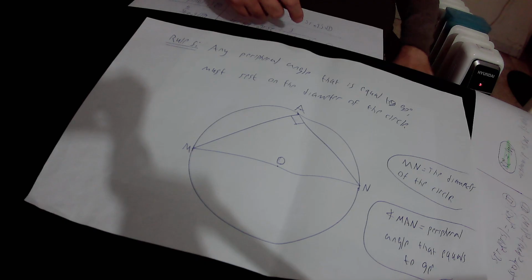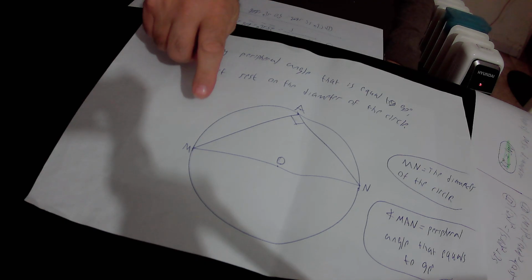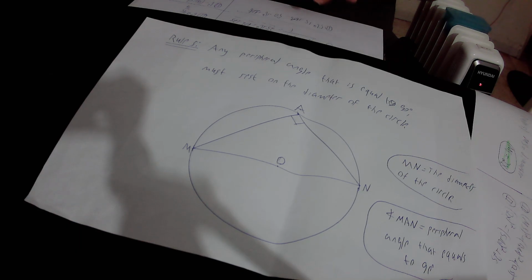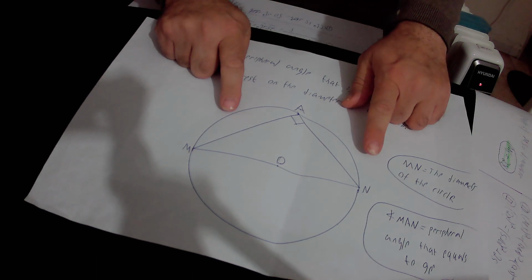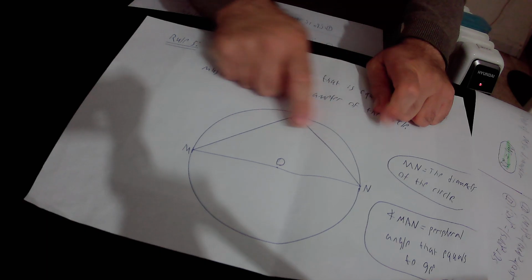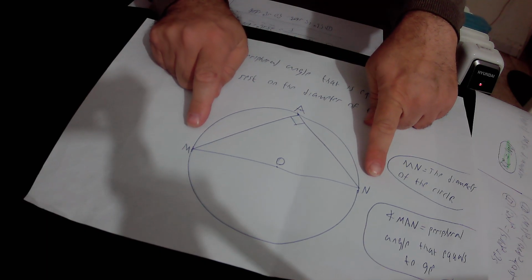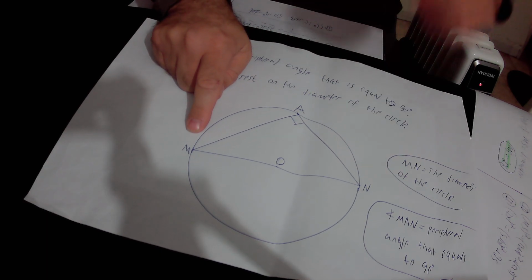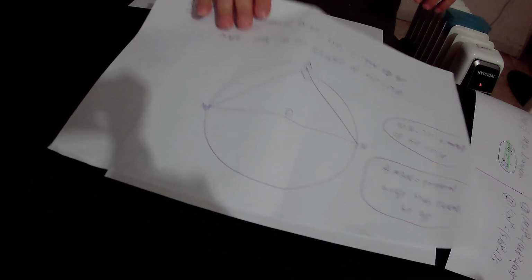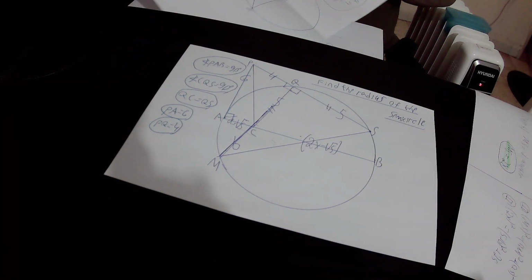Here we have peripheral angle in the drawing, peripheral angle MAN that is equal to 90 degrees according to what is given to us in the drawing. Therefore, this peripheral angle must rest on the diameter of the circle. This peripheral angle MAN rests on MN, therefore MN must be the diameter of the circle. Okay? So we can actually implement rule number 5 in our drawing.